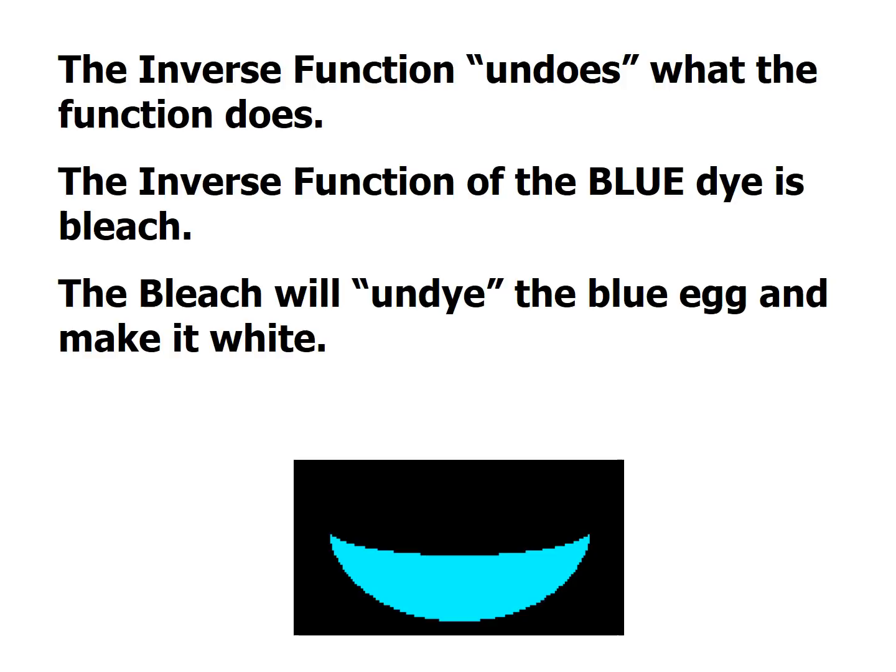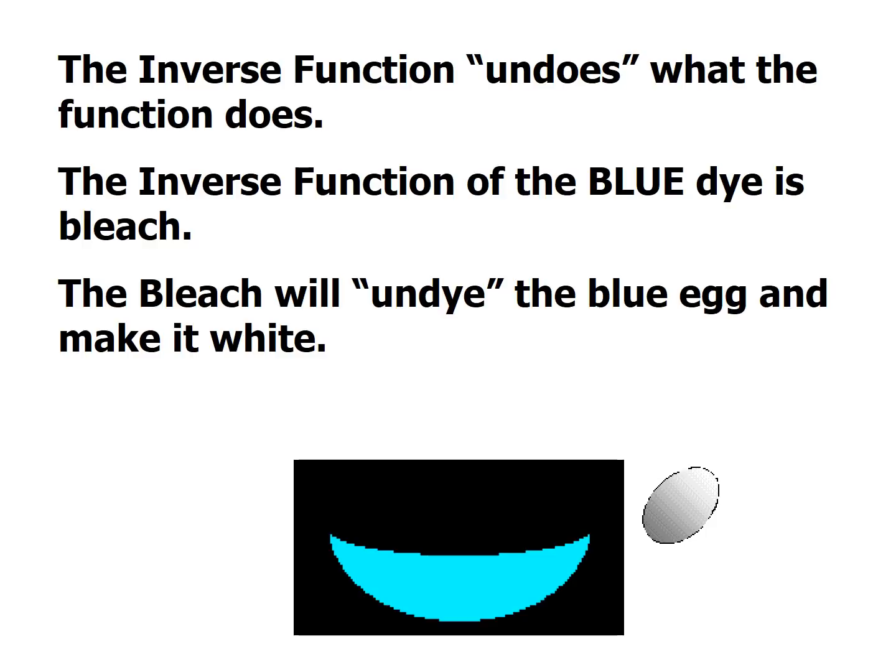So when using the same egg example, the inverse function undoes what the function does. So the inverse function in this egg example would be like bleach for the blue dye because we're going the opposite way. We would have started with a blue egg and now we want to get to a white egg. So the bleach will undo the dye that made the blue egg, to make it white. So we have this picture again for us. We started with a blue egg and then we're getting a white egg. So inverse functions are something that undo the regular function. That's the main key for today.